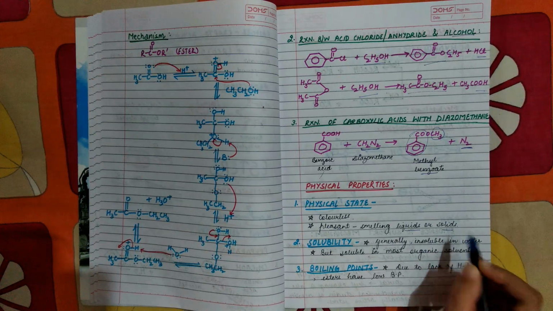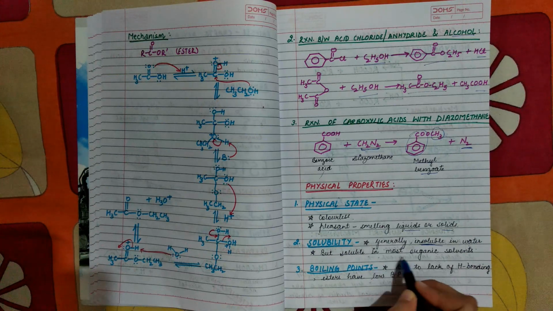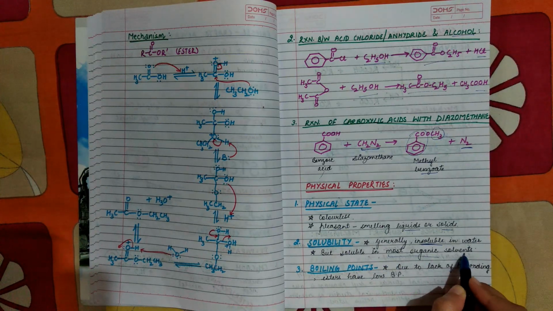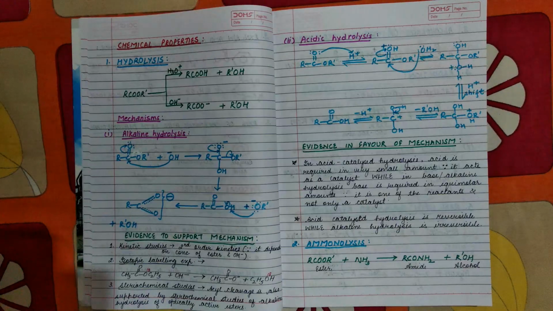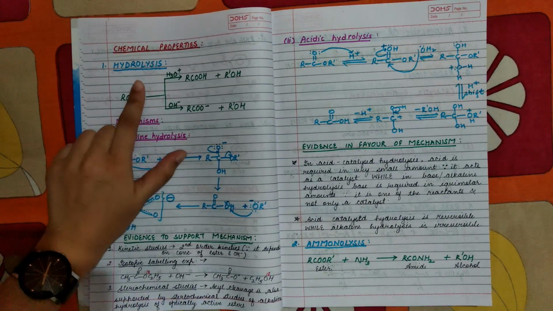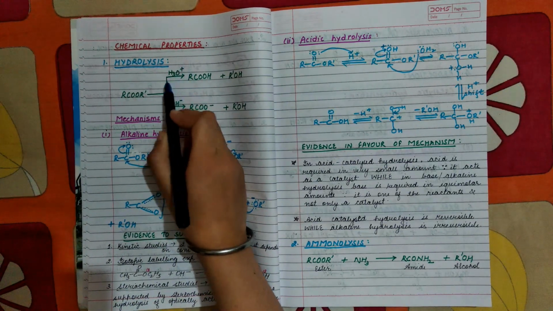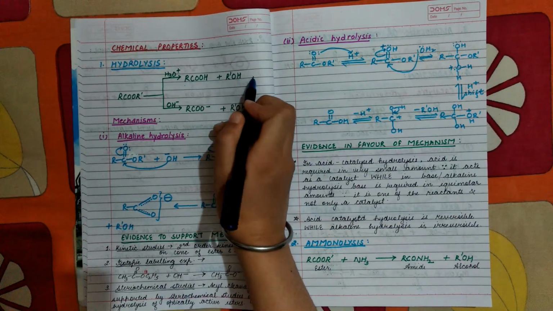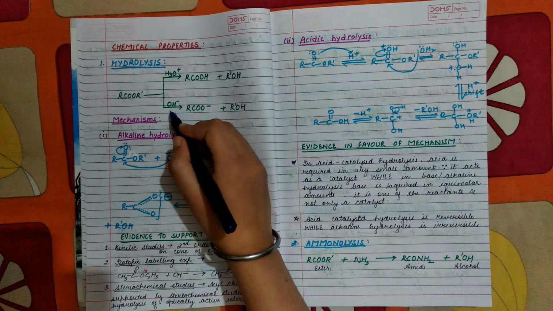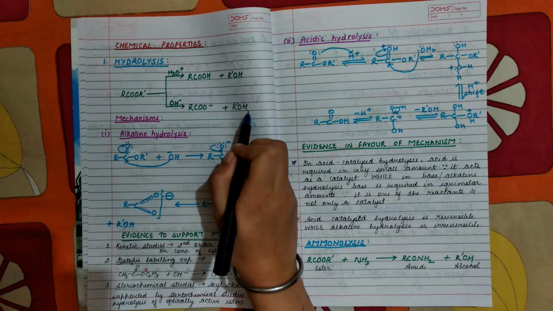Physical properties, physical state firstly, they are colorless, they have pleasant smell, and they are liquids or they may be solids. Solubility, they are generally insoluble in water, but they are soluble in most of the organic solvents because like dissolves like. Boiling points, due to lack of hydrogen bonding, esters have low boiling point. Then we have chemical properties. First is hydrolysis. When esters are treated with water in acidic medium, they form RCOOH plus R-OH alcohol. But when they are treated in the basic medium, they form RCOO negative plus R-OH alcohol.